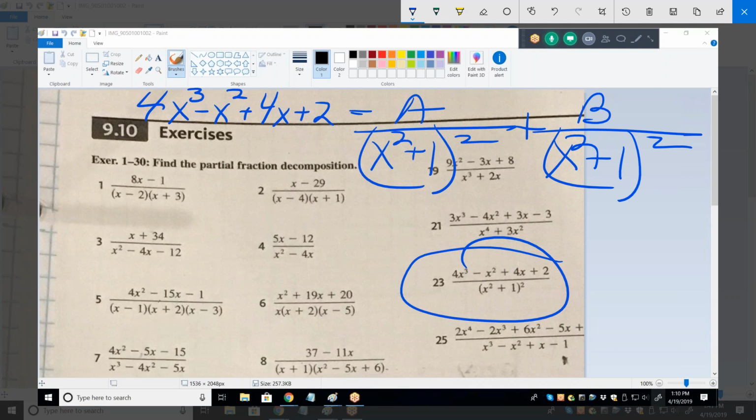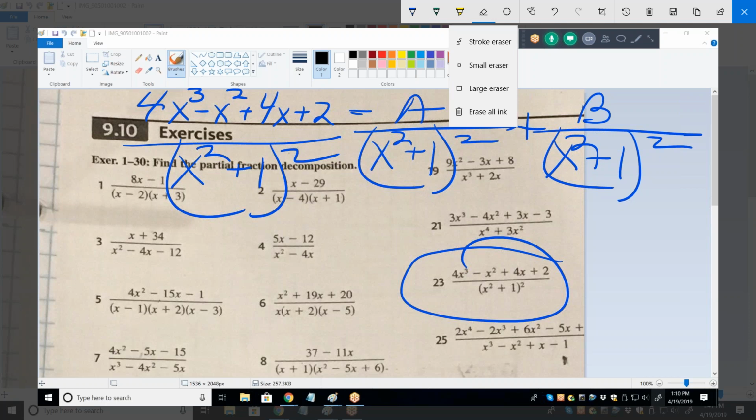Would they both be squared? Let me do the left side. Or would it just be that A has the factor when it's used once, and B has the factor when it's used to the second power? If I'm adding them together, the common denominator is x squared plus 1, the least common denominator. That's right. Here, let me put up another example here.